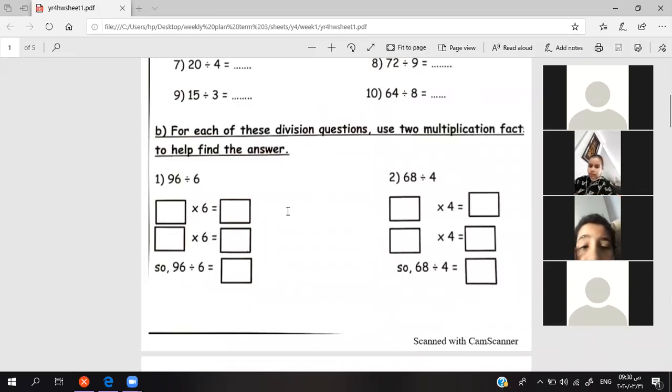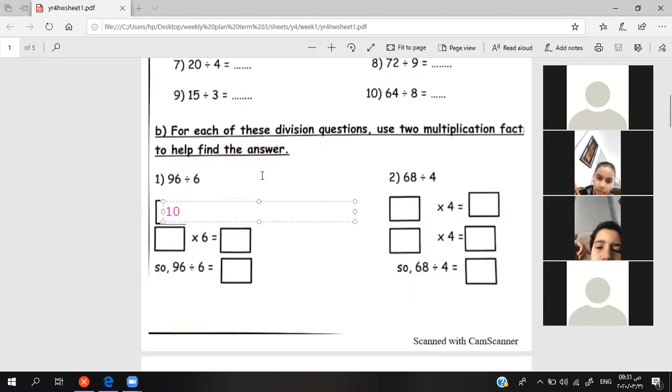Here, for each of these division questions, use 2 multiplication facts to help you find the answer. And he wants me to answer this division, which is 96 divided by 6, but not using division. He wants me to use multiplication. So as I told you, I should always start with a 10. It's very easy. It makes everything easy for me.